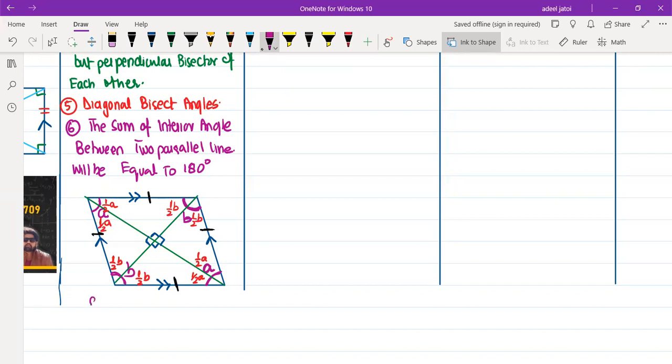So we can always write this thing as A plus B should be equal to 180 degree, because of your sum of interior angle or co-interior angle.